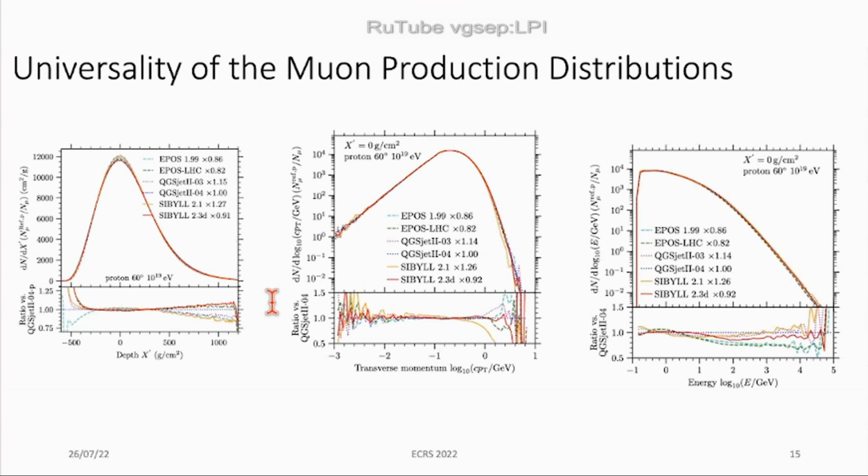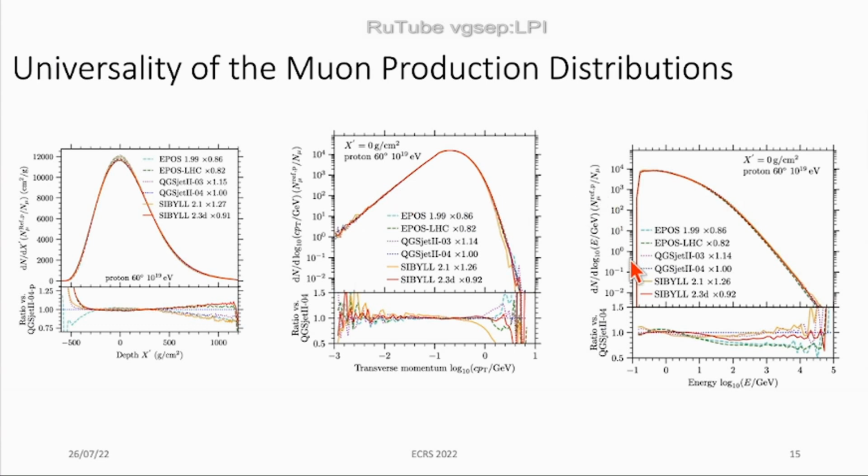The shape of the muon distributions at production is also very universal. Here we have the muon production depth, which is the depth of production relative to the maximum, so all the showers are displaced to make the maximum coincide. It's very universal. There are some differences in the tail, but the bulk of production is very universal. Then we have the pT. Look at this, it is a logarithmic scale, so it's very exaggerated, but the bulk of the muons have a very universal pT distribution.